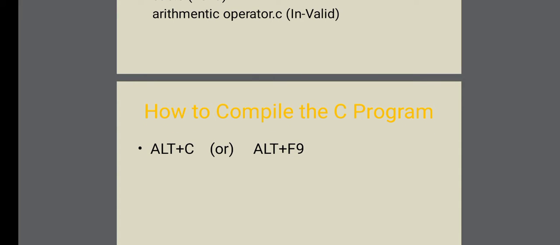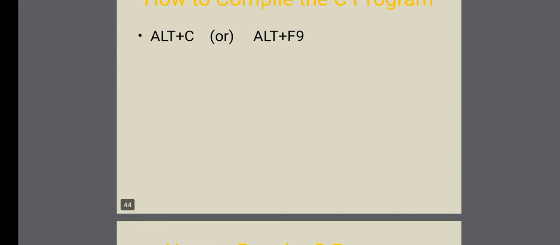Next, how to compile the C program. Alt plus C or Alt plus F9. By pressing Alt plus C or Alt plus F9, we can compile the program. When we compile the program, if any errors are encountered, they will be displayed on the monitor. So what we have to do is Alt plus C or Alt plus F9.